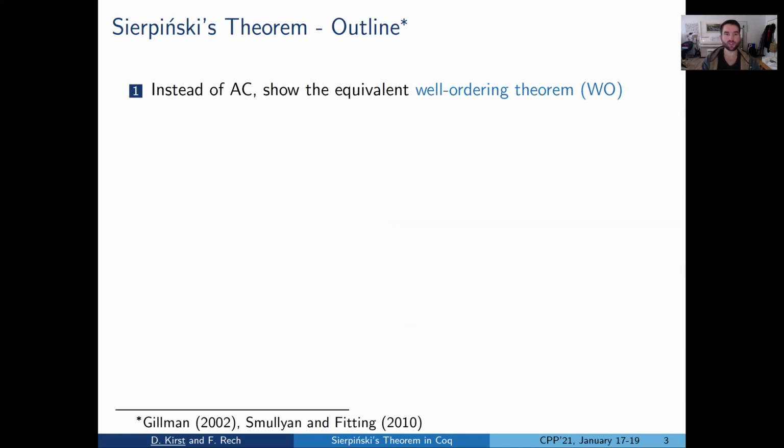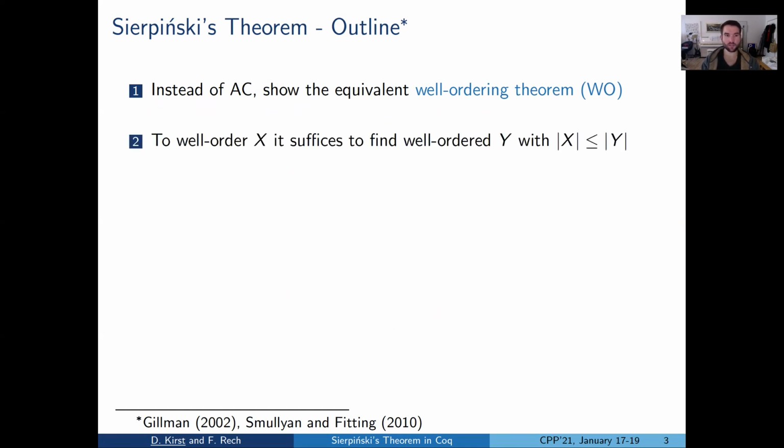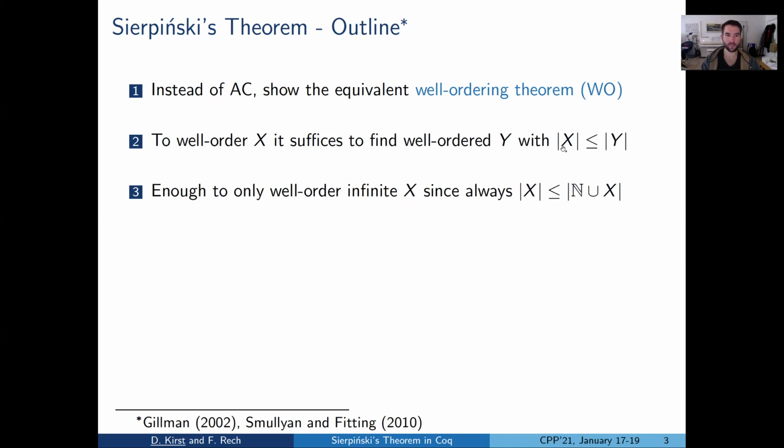Let me now give you a brief outline of the standard argument, how this theorem is obtained. The first idea is to not prove AC directly, but to prove the equivalent well-ordering theorem, which states that every set can be well-ordered. Secondly, if one wants to well-order a set X, it suffices to find a larger set Y, which is well-ordered, because well-orders transport back along injections. In particular, it is enough to just look at the infinite sets, because every set can be embedded into an infinite set. This means we just have to show, assuming GCH, that every infinite set can be well-ordered.